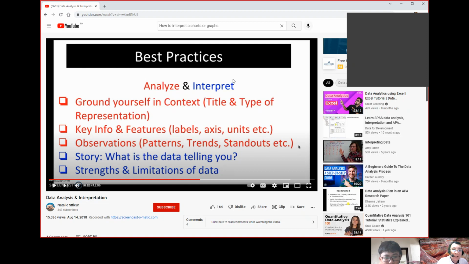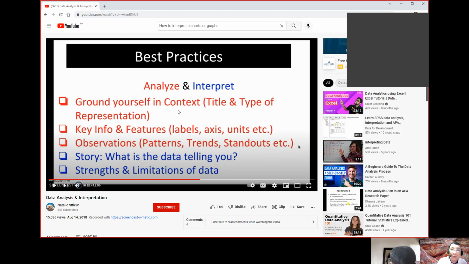Now, the red one in here is our part of the analyzation, and the blue parts in here are parts of the interpretation. So what are the parts of the analyzation? Can you read this one, Koi? Ground yourself in context. Yes. So ground yourself in the context of that particular graph or chart.